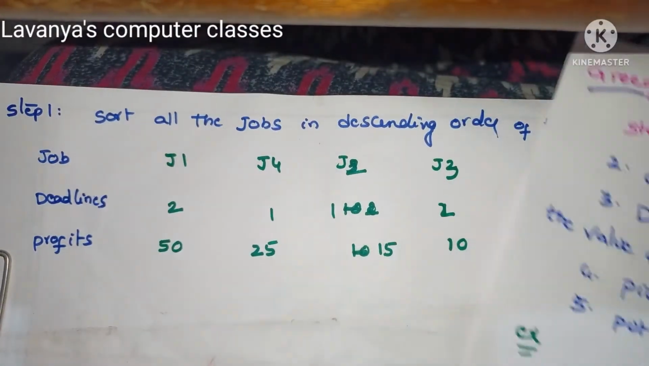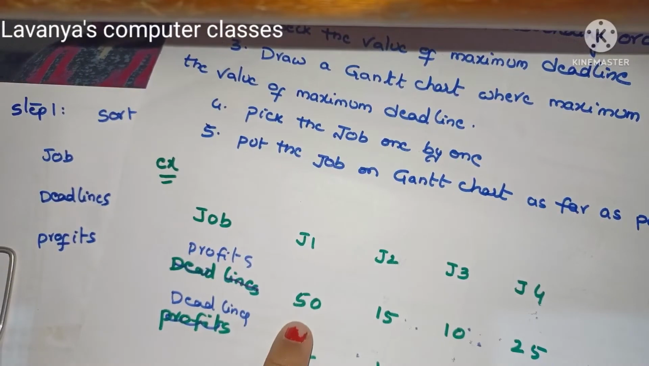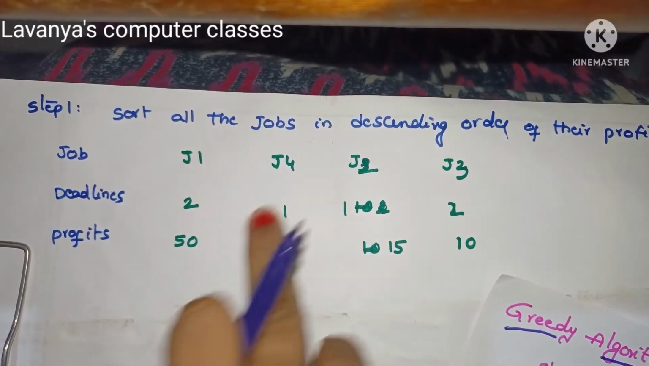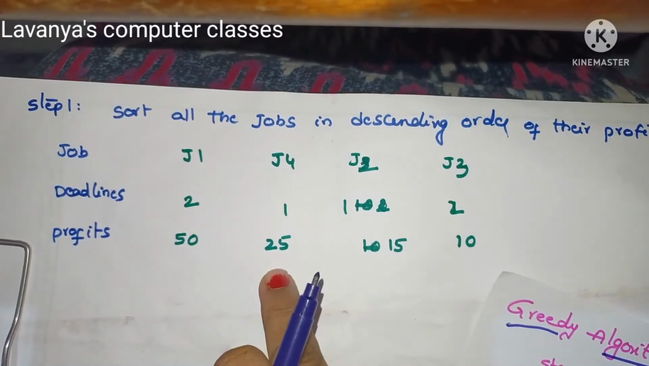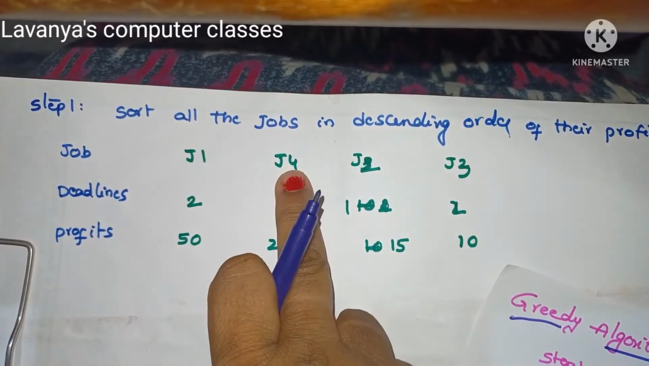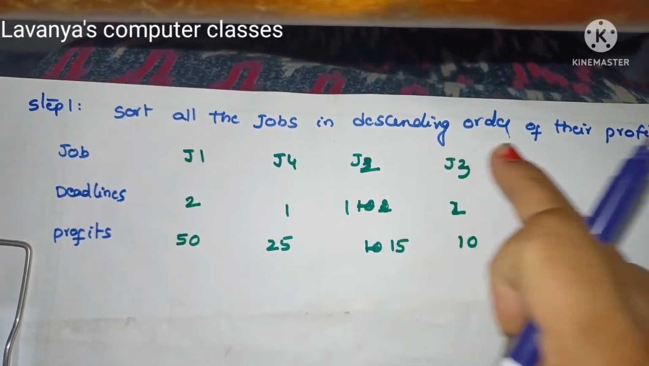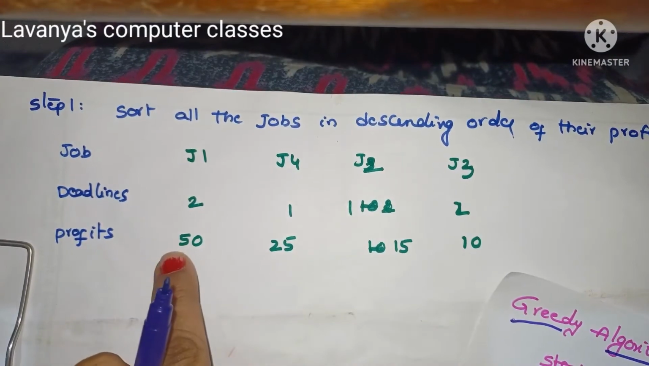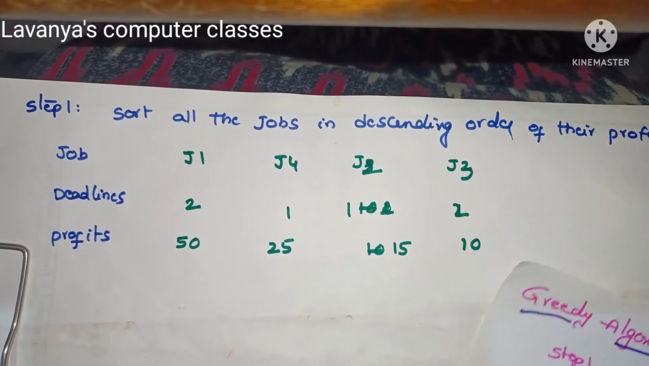Here J1 has the most profit, 50, so keep it in the first place. Then J4 has the next highest profit, 25, so keep J4 in the second place. Then J2, then J3. So I arrange all the jobs according to their profits in descending order.